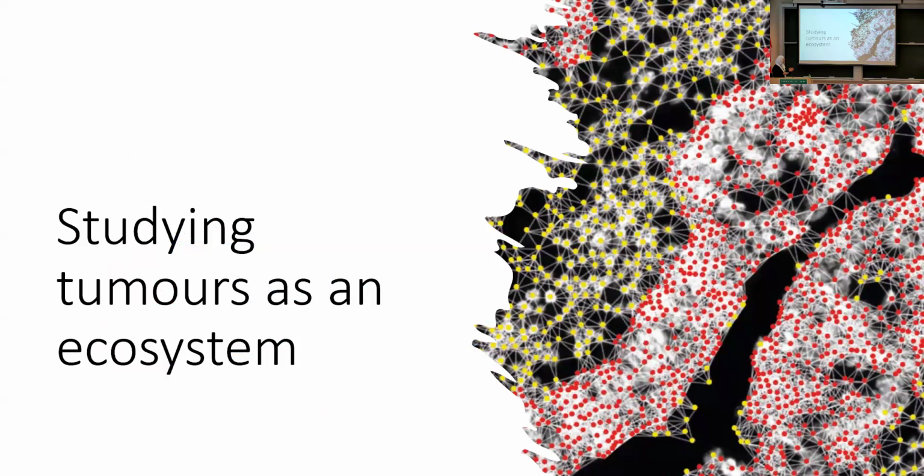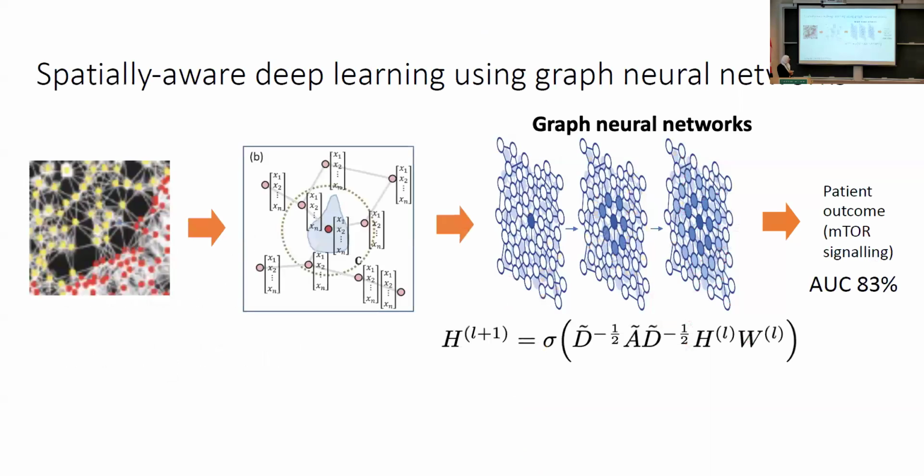Still, we didn't address the spatial component using these analyses. So one thing we can think about is that the tumor in itself is an ecosystem, because we know these cells are interacting with each other, signaling to each other all the time. So we need better approaches to study these systems. And one way to study that is using graph neural networks.